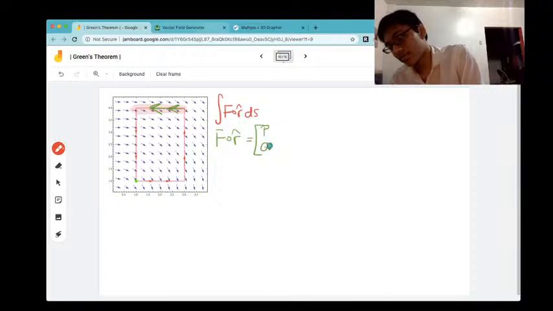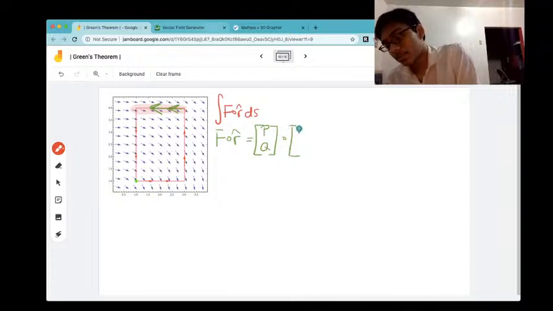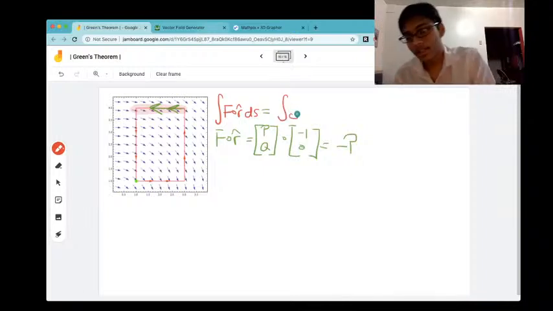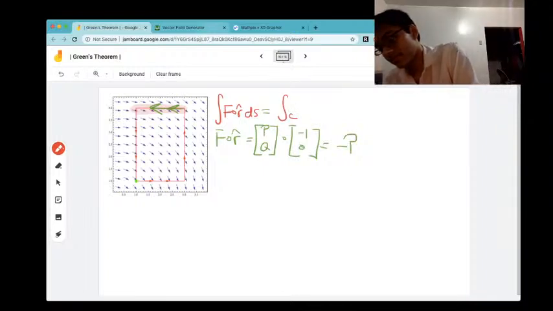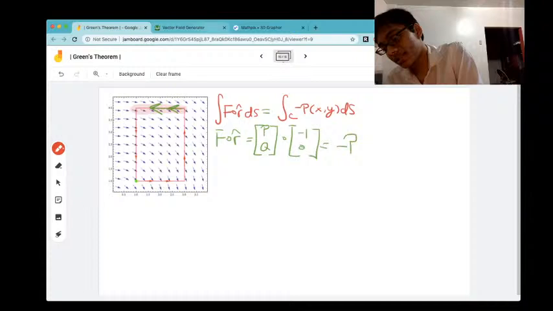So p, q dot negative 1, 0, that's just going to equal negative p, right? So that means this whole expression is equal to the line integral along that curve. Let's draw a nice integral of negative p of x comma y ds. And of course, once again, we're holding y constant, this time at d.